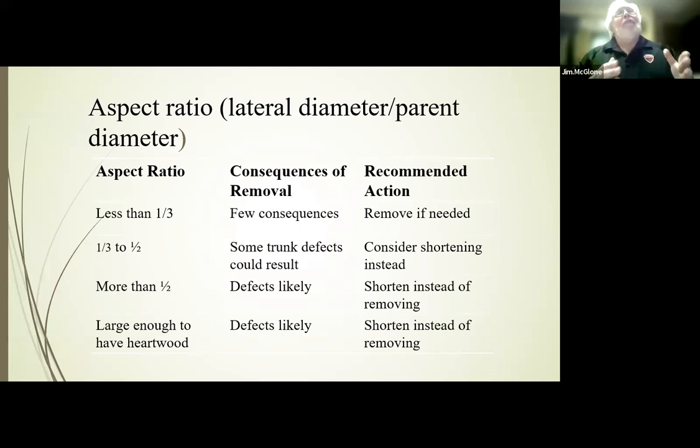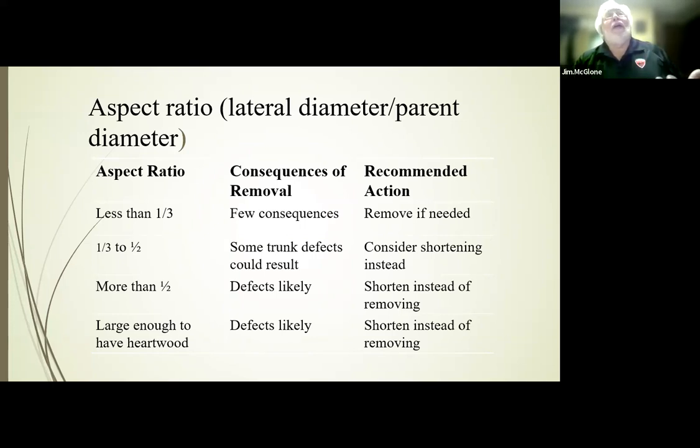On the other hand, if the diameter is 1/3 to 1/2, you may get trunk defects. And this is where you might consider doing a reduction cut and shortening that branch and slowing down its growth, and then coming back later once that branch is less than 1/3 the diameter of what you want to remove it from. If it gets to more than half, you're almost certainly going to get defects, and you should then consider doing that shortening.